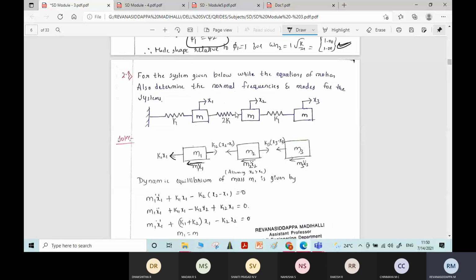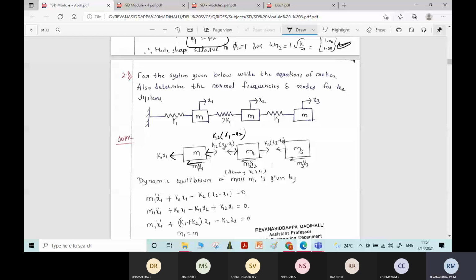For this second spring, instead of taking k2 into x1 minus x2, what I have taken is k2 into x1 minus x2, with opposite signs. Am I right, students? You might have got confused with this step. Those are referring to the notes which I gave in your class. I followed this procedure, but both are one and the same.